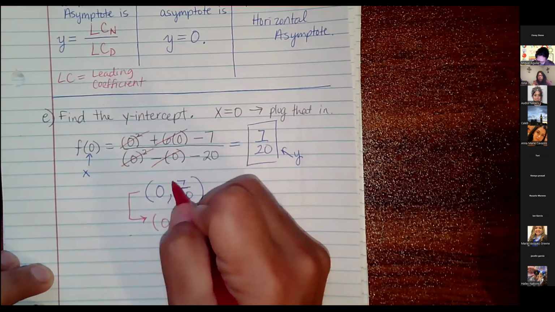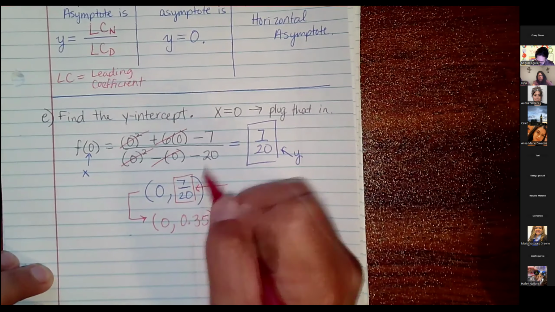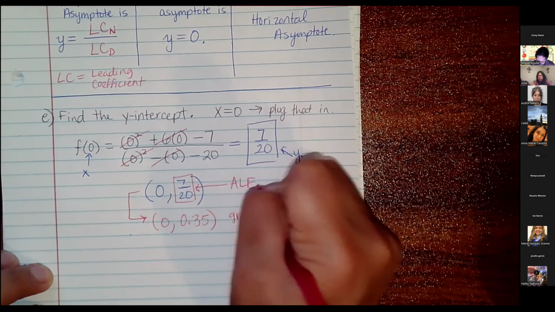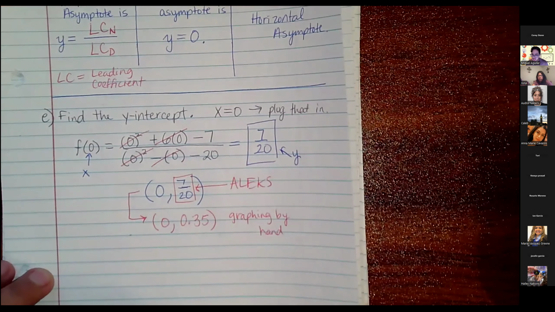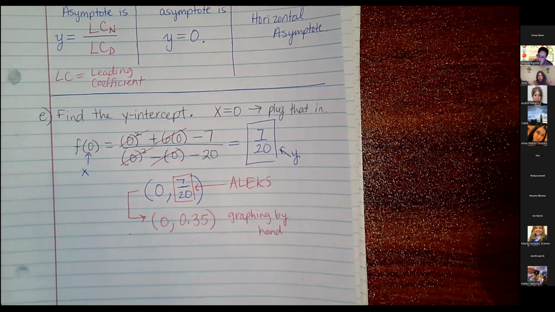Okay. ALEKS likes fractions. So if we're in ALEKS, we want to have fractions. If we're graphing by hand, we just want to eyeball it. We can just go ahead and use the decimal.